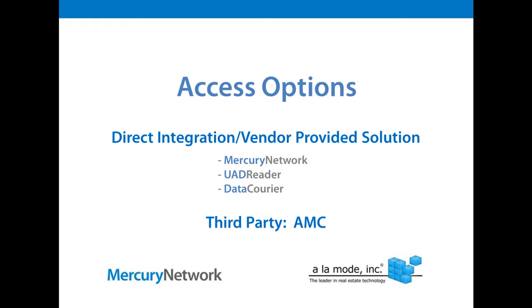There are two access options to deliver to UCDP that lenders can use. Direct integration that allows users to upload appraisal data to the portal directly or through a vendor-provided solution such as Mercury Network, UAD Reader, and Data Courier. The other delivery option is to have your AMC submit the appraisal for you. Your intended delivery method will determine the number of registration steps that you'll need to take.